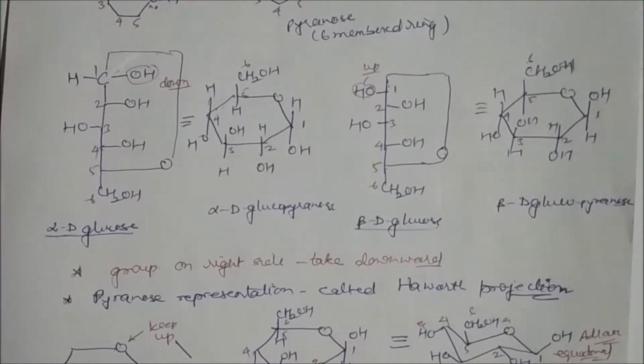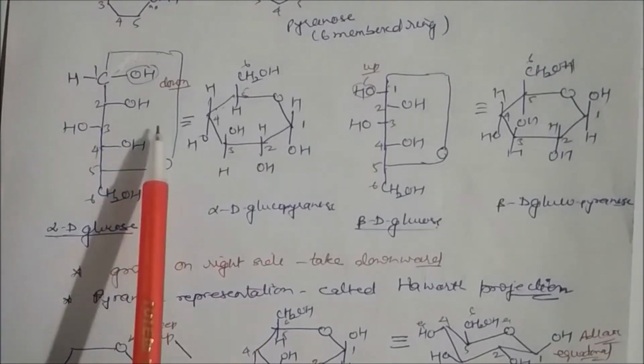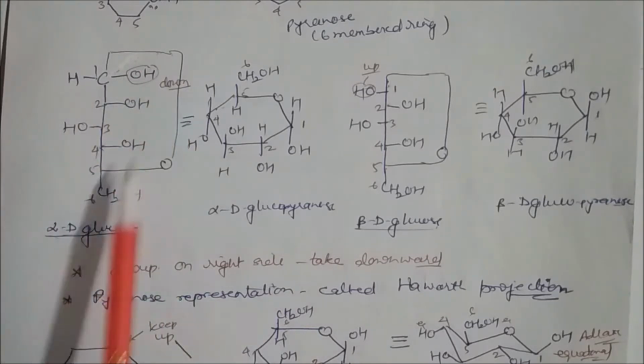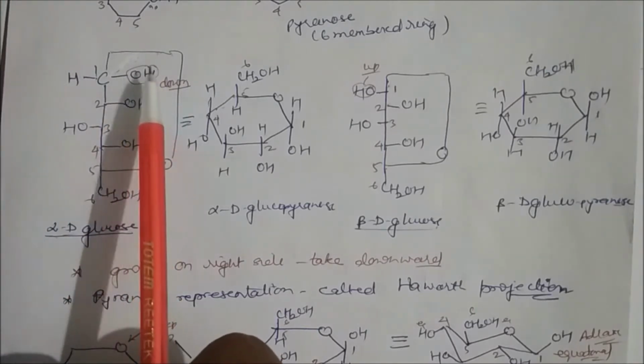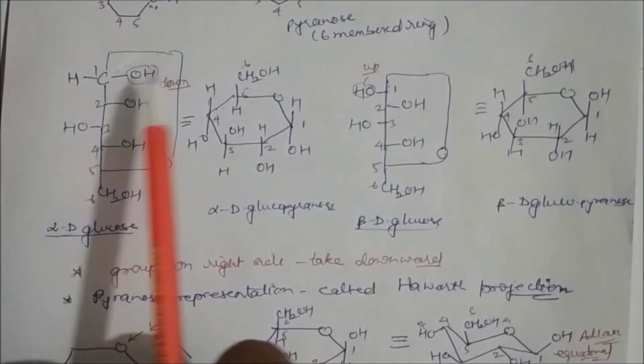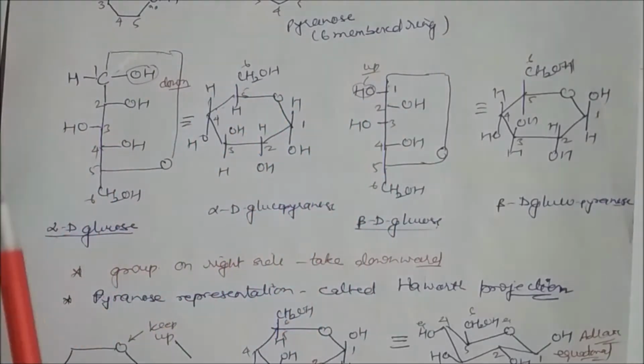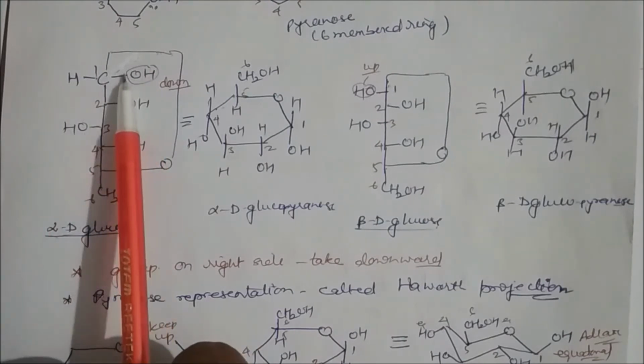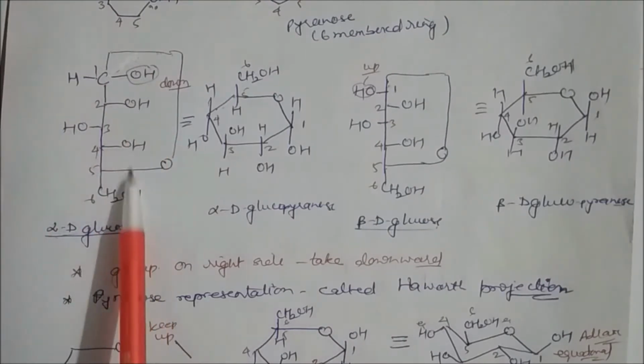What is pyranose and its hemiacetal? You can see when OH is on this side, this is called alpha D-glucose, and when OH is outside the ring, this is called beta D-glucose. The first carbon is your anomeric carbon. So when OH is inside the ring, this OH, the whole OH part on the right-hand side, is down the ring.